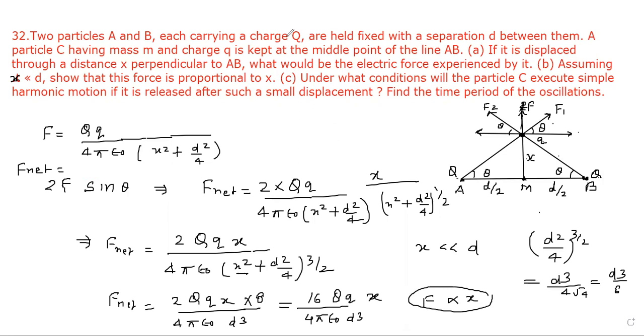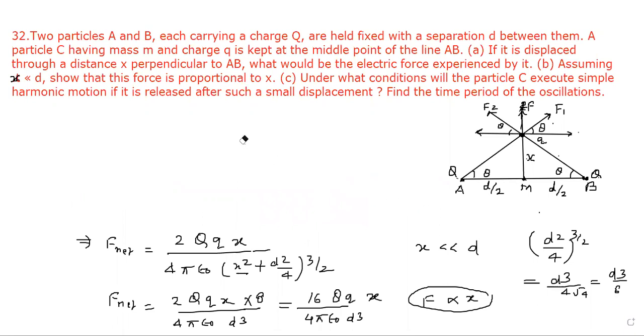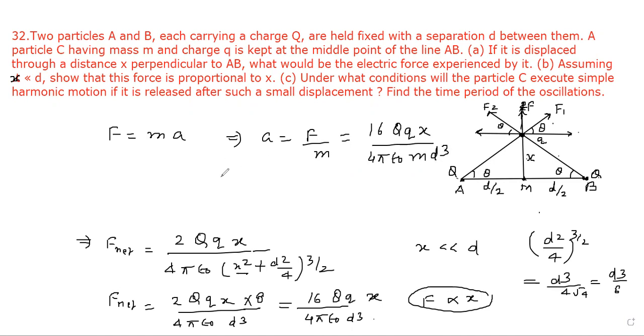Now, this is a case of simple harmonic motion. So now, let's find out the expression for time period. So before that, we find acceleration. So F equal to ma. So this will give a equal to F upon m, and F is this much. So we put the value 16 capital Q small q x divided by 4 pi epsilon naught times m d cube. So this is acceleration.